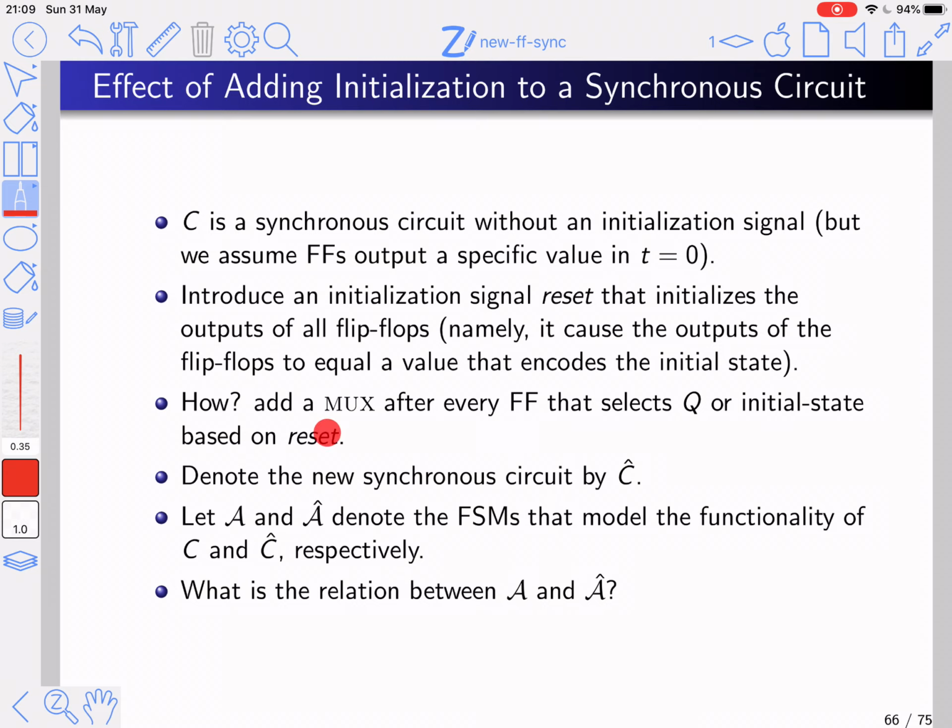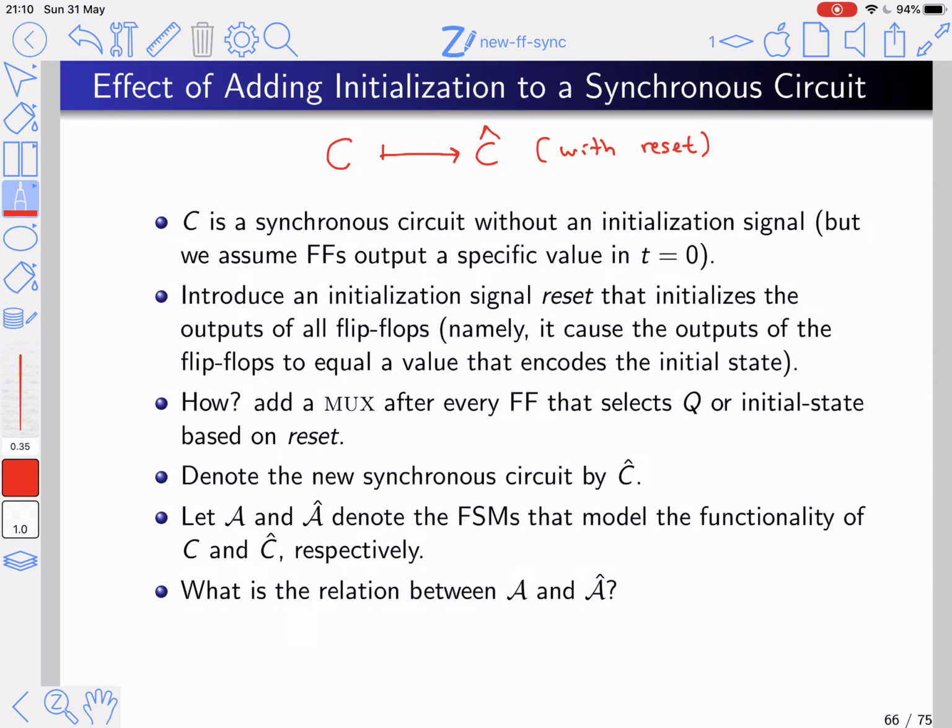So we start with a circuit C, and we transformed it to a circuit C hat, which has a reset. The circuit C worked under an assumption that the output of the flip-flops was all zeros in clock cycle 0, and the circuit C hat does not need this assumption because it uses a reset signal to select zeros whenever the reset is 1. So C hat is our new synchronous circuit with the reset signal.